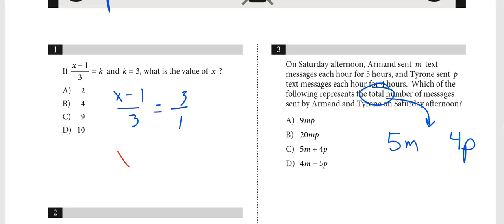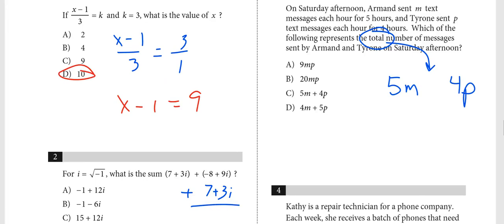So, yeah, your x minus 1 equals 9, x equals 10. I'm sure that didn't take you that long to cross multiply that.